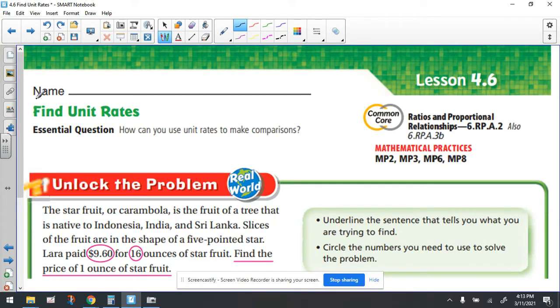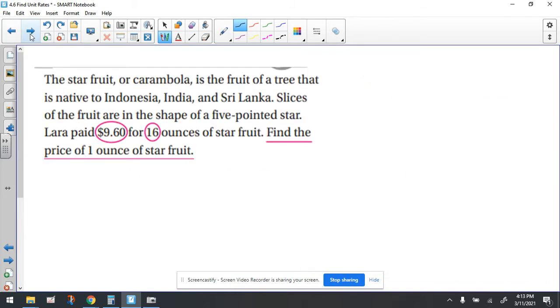We're going to be doing lesson 4.6, which is on finding unit rates. And our essential question that we're going to be answering today is how can you use unit rates to make comparisons? Let's take a look at this first question.